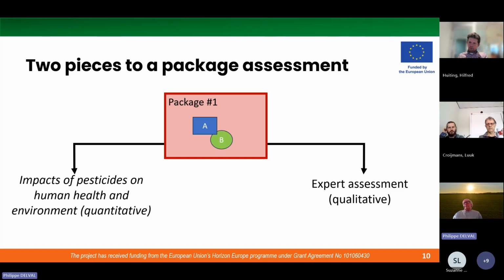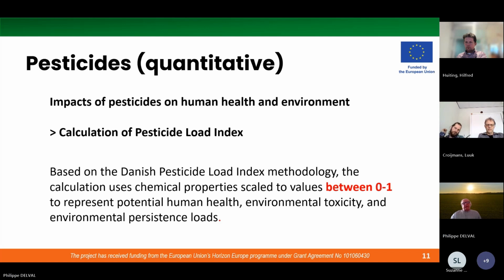So we have in this tool a part that is based on a database, and one part, the qualitative one, about the experience of the experts. For the quantitative part, the objective is to measure the impacts of pesticides on human health and environment, and we calculate a pesticide load index.